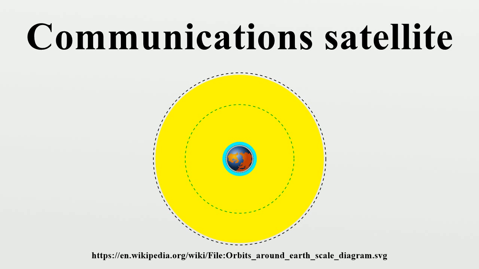Active satellites, on the other hand, amplify the received signal before retransmitting it to the receiver on the ground. Passive satellites were the first communications satellites, but are little used now.